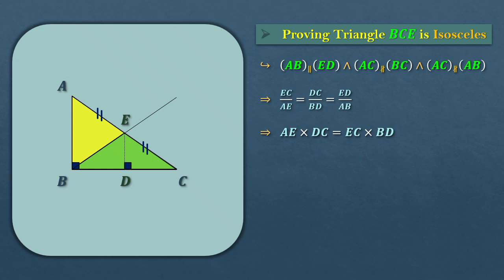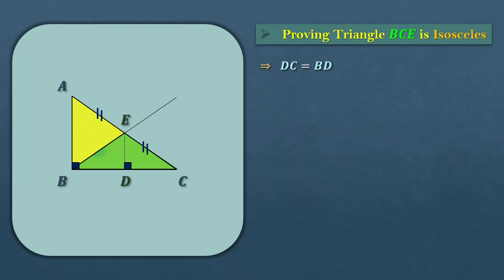Because BE is a median, point E is the midpoint of segment AC. This means that the length EC is equal to the length AE. By substituting EC with AE in the previous equality, we obtain AE multiplied by DC equals AE multiplied by BD. Since AE is common on both sides, we deduce that DC is equal to BD. We keep this important result in mind.